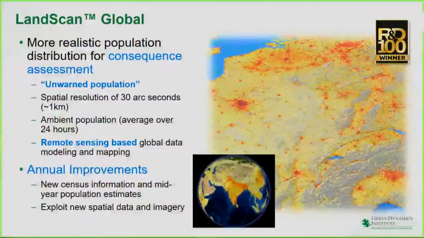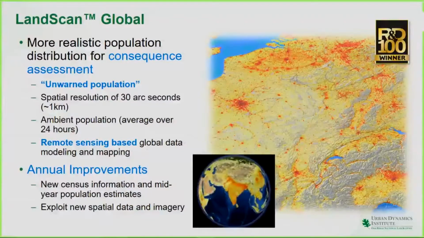So the reason that LandScan Global was first conceived was to develop a more realistic population distribution for consequence assessment. So what we would consider basically an unwarned population. And the reason for this is that any type of event, whether it's conflict, natural disaster, any kind of emergency or evacuation, could happen at any time during the day. And so what we wanted to do is do better than just a residential population distribution, or what you would consider kind of a nighttime distribution.